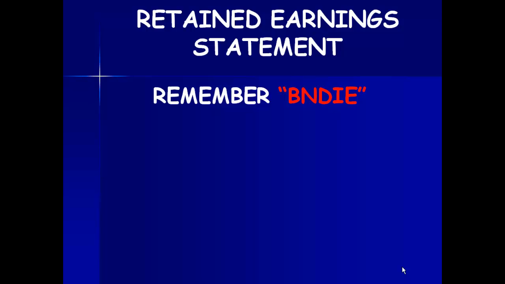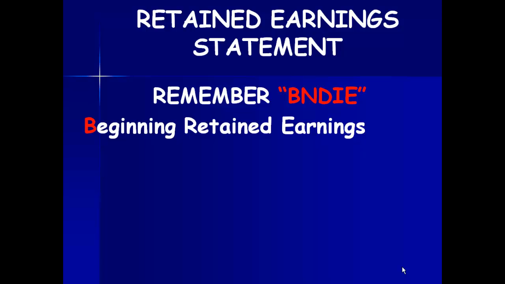I don't think you need it for the income statement or the balance sheet. I think you might well need it for the statement of retained earnings. Big noses drip in excess. BNDIE. B stands for my beginning retained earnings. And if you know that the first line is B and it's the beginning, I bet you can guess what the E is going to stand for.